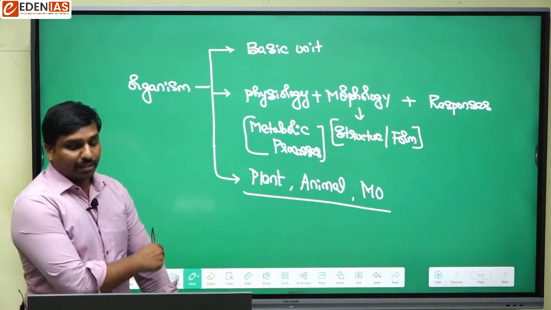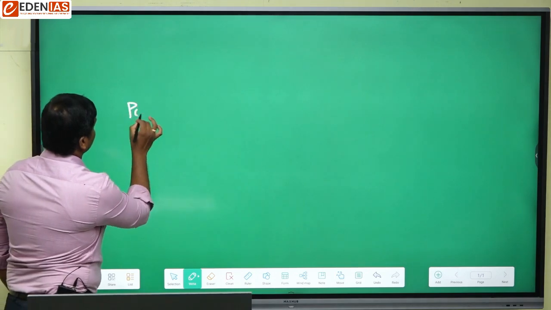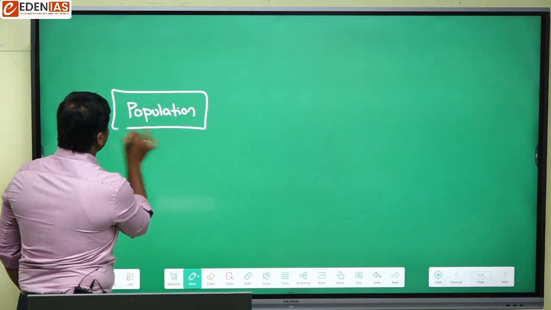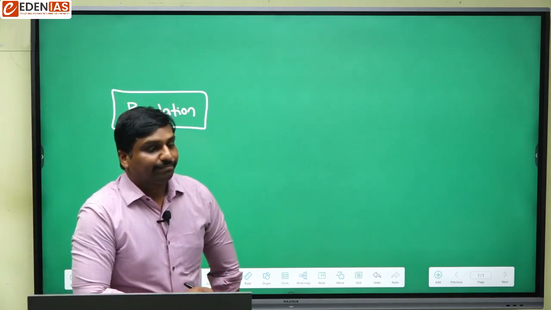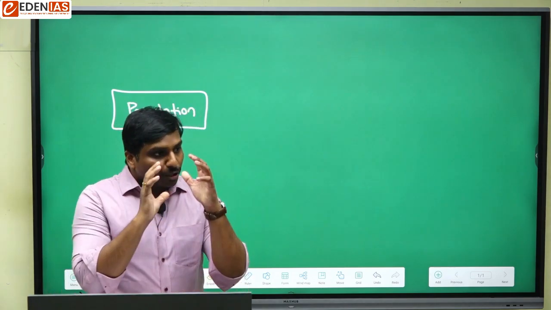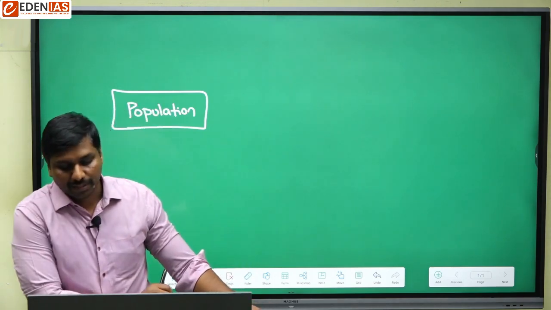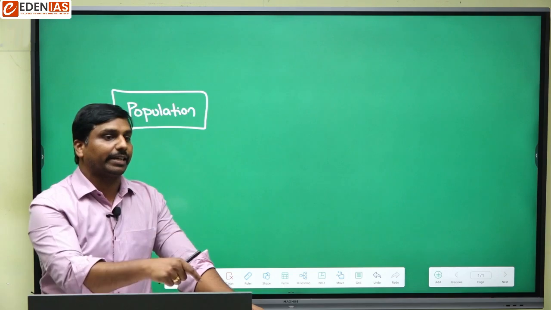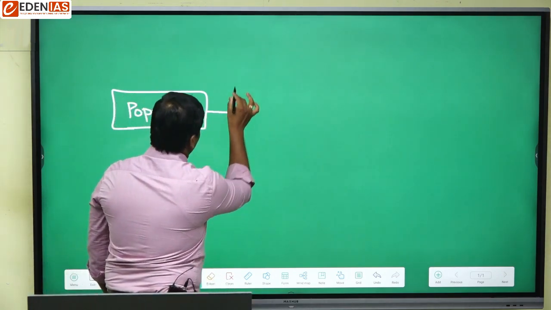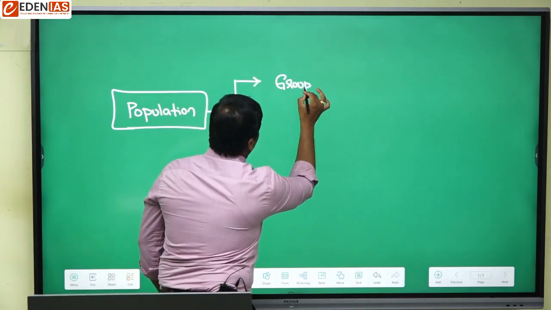So the next one we have to discuss is the population. The next level of ecological hierarchy is population. So what do you mean by population? Population is generally nothing but a group of individuals or group of organisms that are inhabiting a particular area over a given time period. Okay, so that basically refers to population. Here what you have to remember is, in a simple way, it is nothing but a group of individuals.